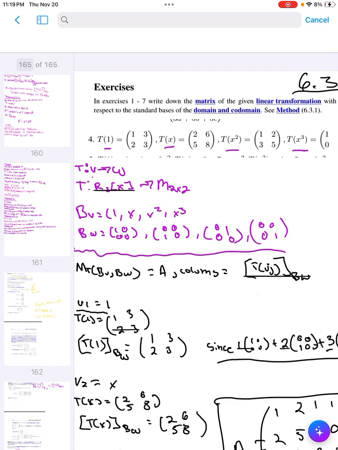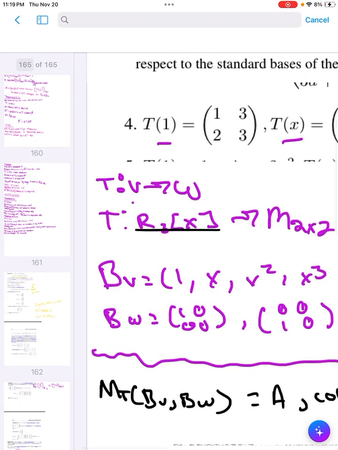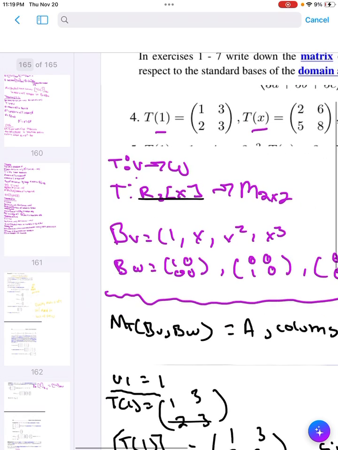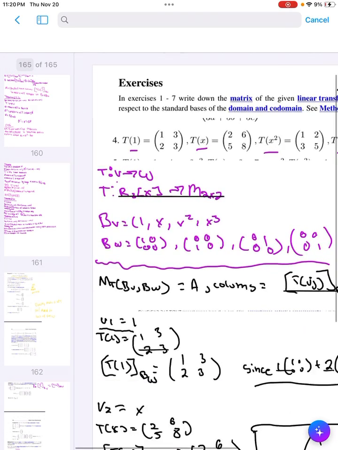So the transformation basically transforms V to W, where V is the vector space of all polynomials of degree 3, and W represents all 2 by 2 matrices, which is shown right here. And so since we're working with standard bases of the domain and codomain, it means that the basis for the domain is going to be 1, x, x squared, and x cubed, and then the codomain is going to be BW, which is basically a sequence of 2 by 2 matrices where there's a 1 in one entry and the rest are zeros.